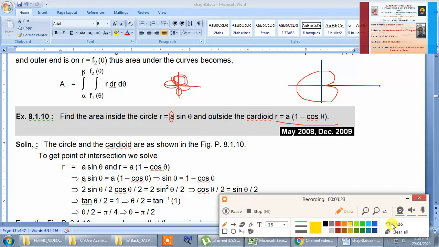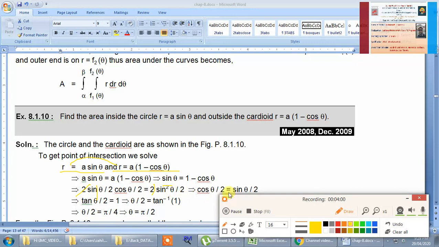So r equals a sin theta and r equals a(1 minus cos theta). If you solve that, put r equals a sin theta here, we get a sin theta equals a(1 minus cos theta). The a gets cancelled, and we get sin theta equals 1 minus cos theta. Then if I use the half angle formulae, sin theta is 2 sin theta by 2 cos theta by 2, and 1 minus cos theta is 2 sin square theta by 2. The 2 gets cancelled with the 2, one sin gets cancelled, and what remains is cos here and sin here.